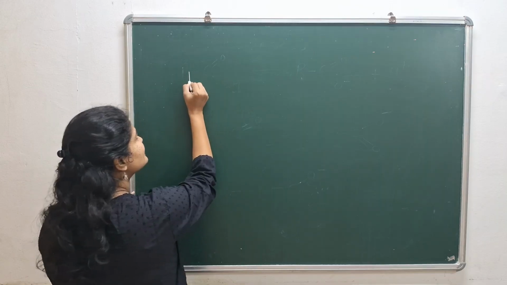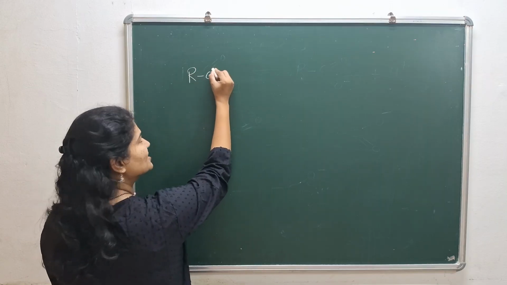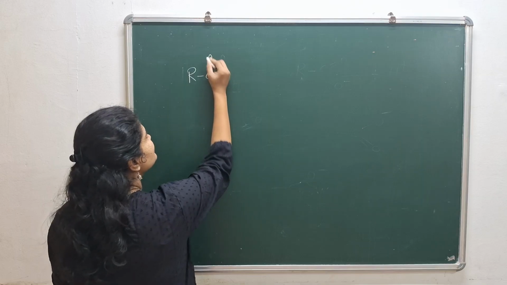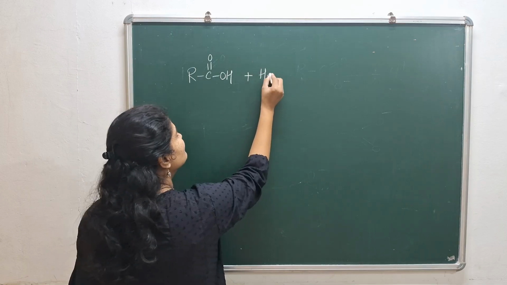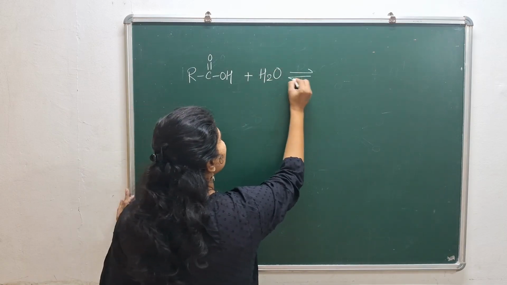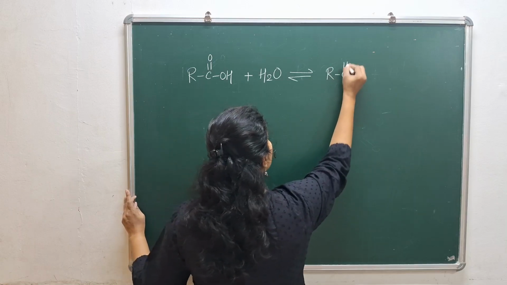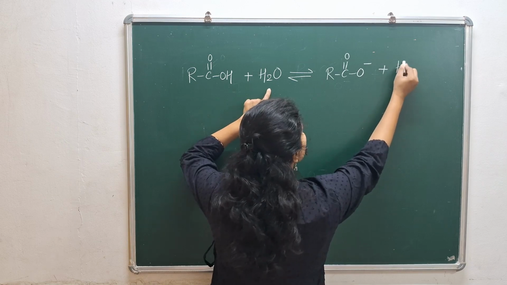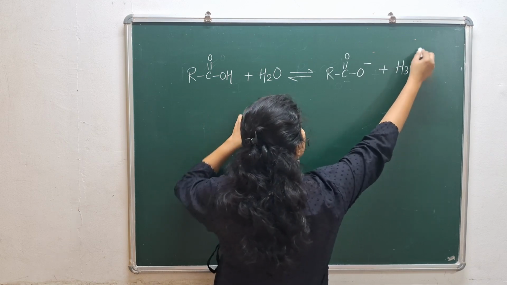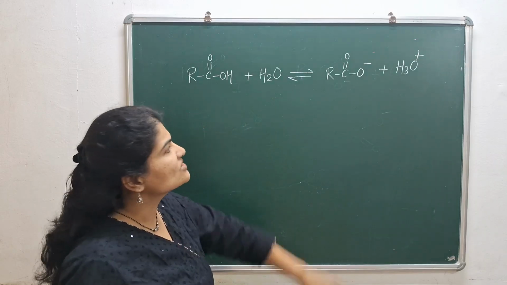For weak acids, let us write the dissociation equation. This is RC=OOH, which is our carboxylic acid, and when we put it in water, it gives away the carboxylate ion RCOO minus, plus H plus, which combines with H2O to give H3O plus. So, this is the dissociation equation.